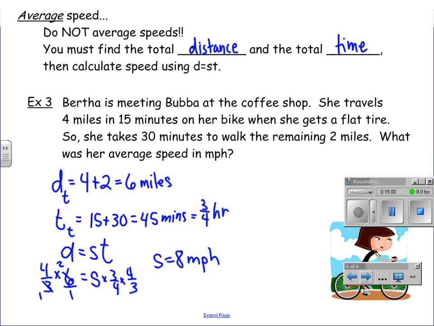Ethan? Why did you put the little T next to the D and the T? That's the total distance, that's D sub T, and time total, T sub T. Any questions? Time is running out.